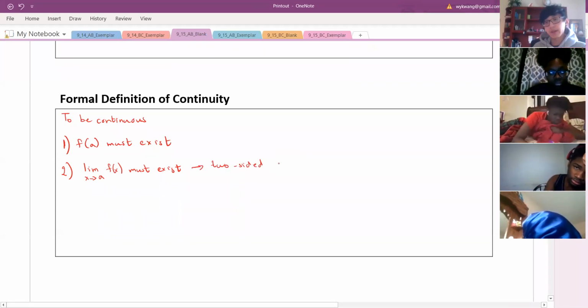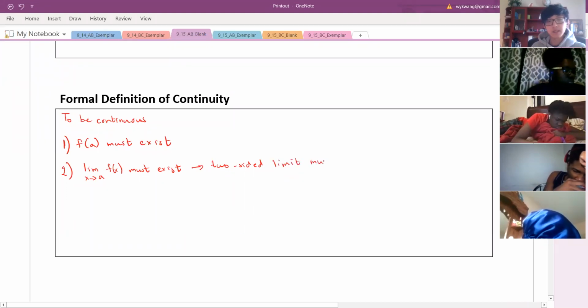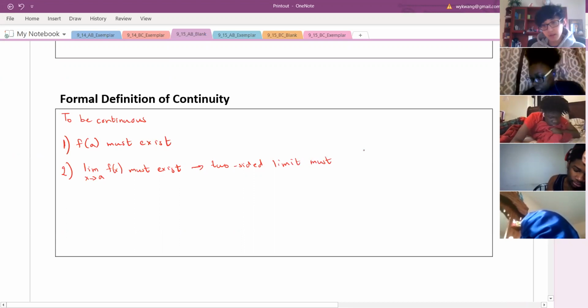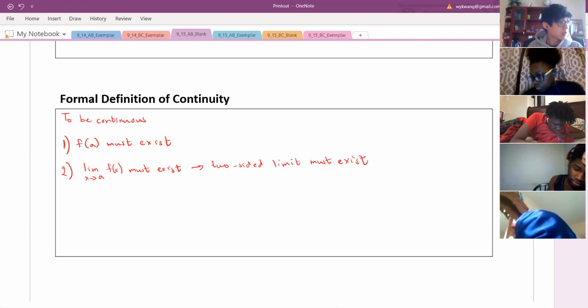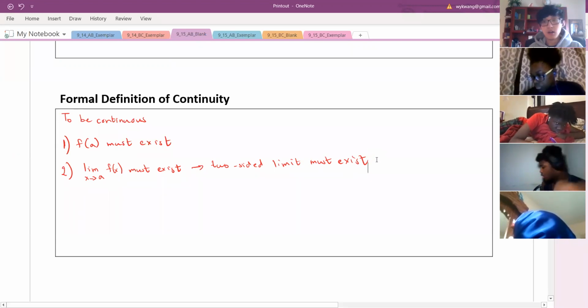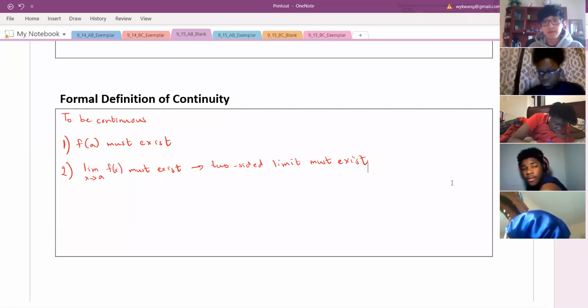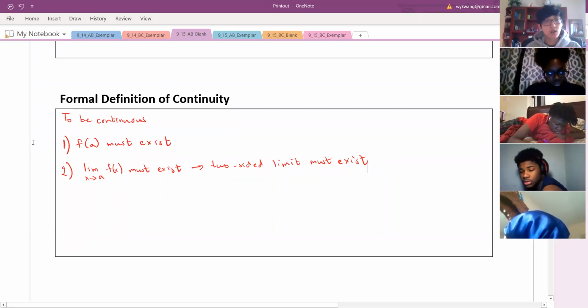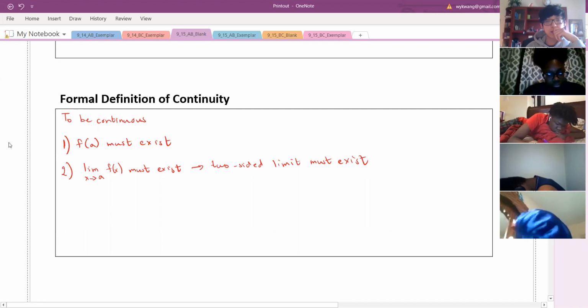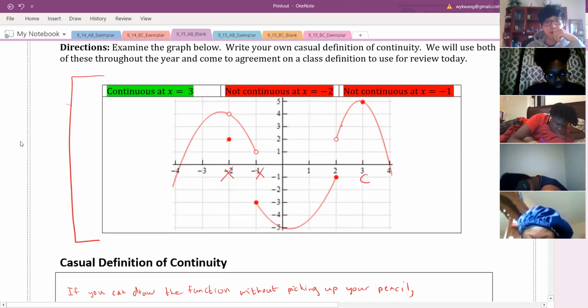Yeah, Marsha, thanks for participating. That's exactly right. So the two-sided limit must exist. So this attacks, sorry, I'll finish this. Give 5 seconds to copy that down. All right, thank you for letting me know, Ashley. Okay, so the two-sided limit must exist.